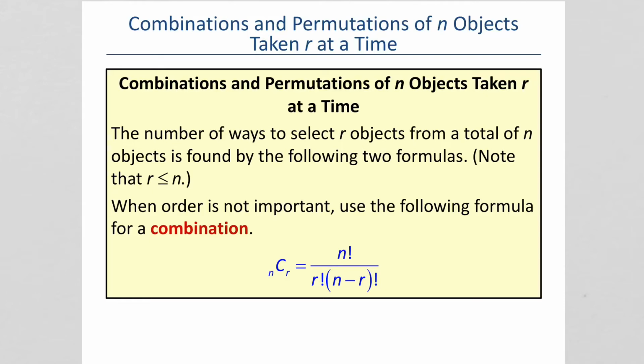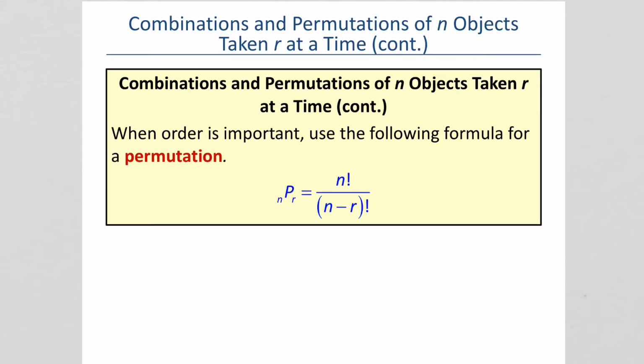The number of ways to select R objects from a total of N objects is found by the following 2 formulas. When order is not important, you use a combination. NCR. What does that mean? Well, a total of N objects and you're wanting to select R. So that would be your total factorial over the number you want to select factorial times the total minus the number you want to select factorial.